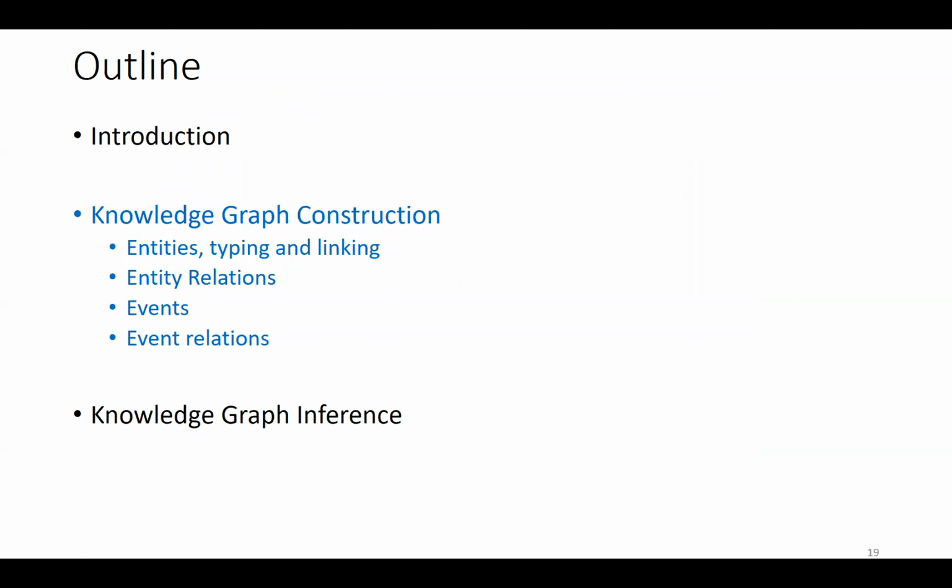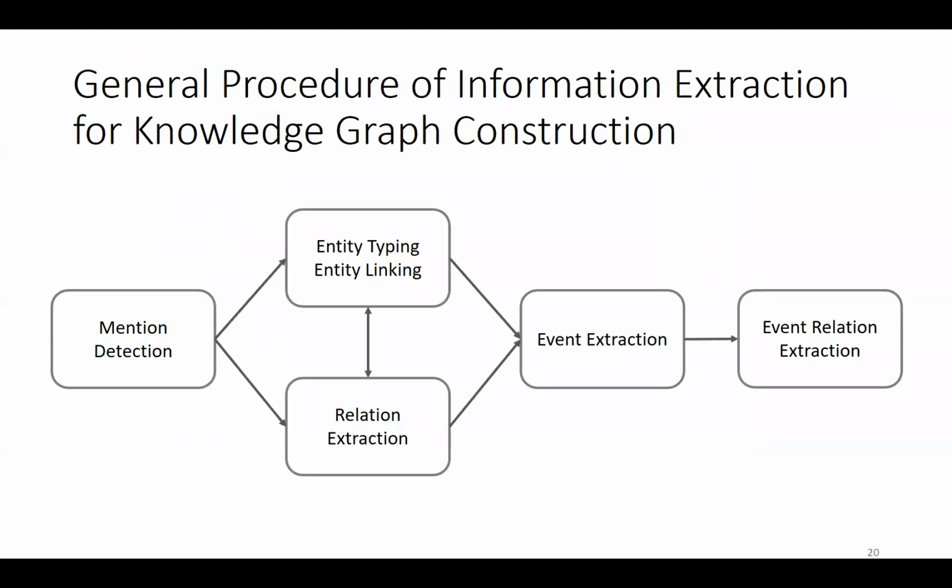Next, I will introduce how we're going to construct such a knowledge graph from text and what can be done in the future to improve it. In general, information extraction can be categorized into different tasks, for entities and events. For entities, we need to extract the entity mentions in text and then categorize them or link them to existing knowledge bases. For events, we also extract them to build their relations.